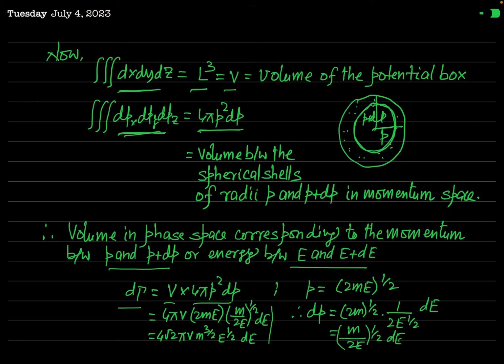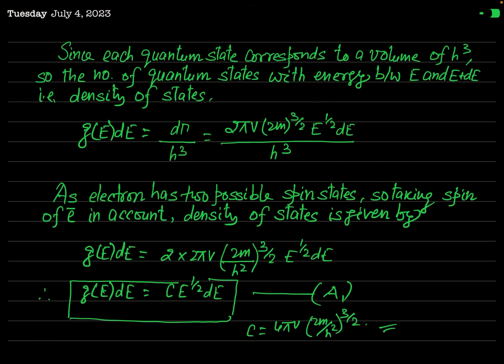You have seen earlier that P is equal to a square root of 2mE. So when you find this dP, that dP will be a square root of m by 2E dE. So instead of this dP, you can write a square root of m by 2E dE, and in place of p square you can write 2mE. After substituting these, you get the value of d gamma, and this is 4 root 2 pi V m to the power 3 by 2 E to the power half dE. This is the volume in phase space corresponding to the energy between E and E plus dE.